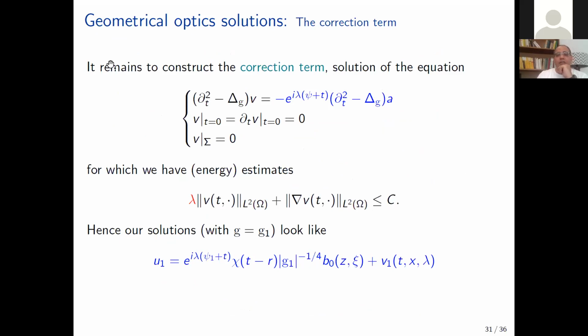Okay, now in order to construct the correction term, it is enough to consider V a solution to the wave equation with this first term, where A is a solution of the transport equation, with initial data zero and the boundary condition vanishing. Here we just apply the classical energy estimate for the wave equation. Then we can prove that the L2 norm of this solution V is small with respect to lambda, and the norm of the gradient is bounded with respect to lambda. So our solution with g equal to g1 looks like u1 equals the principal term, with this amplitude and this phase function, plus some correction or remainder term, which is small with respect to lambda in L2 norm.